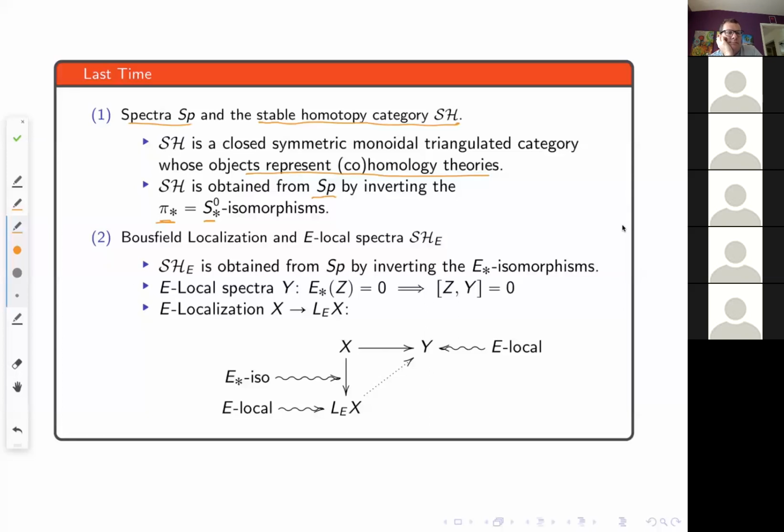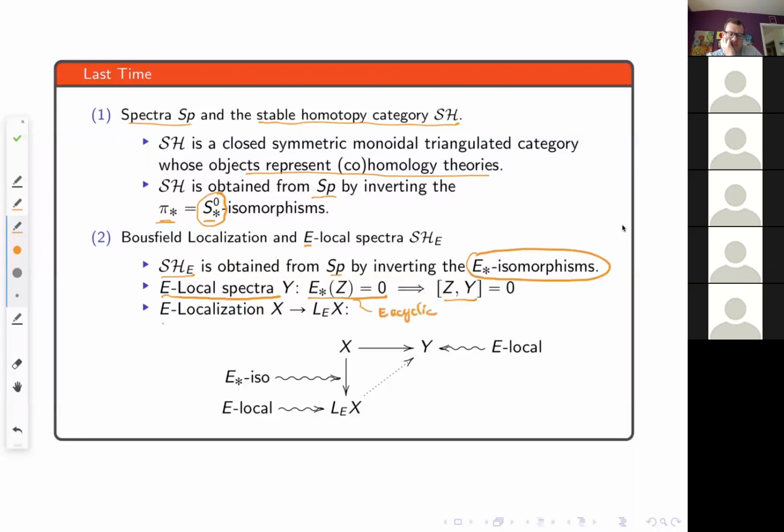Once we were done with that, we turned to Bousfield localization. We said, well, why not invert other types of isomorphisms? So if E is another spectrum, we talked about E-local spectra. The category SH_E was obtained from spectra by inverting not the S0 star isomorphisms, but the E star isomorphisms. Then I discussed what E-local spectra are. Y is E-local if whenever E star of Z is 0, so if Z is E-acyclic, then maps from Z to Y are completely trivial, or zero. So E-acyclics and E-local spectra are sort of orthogonal.